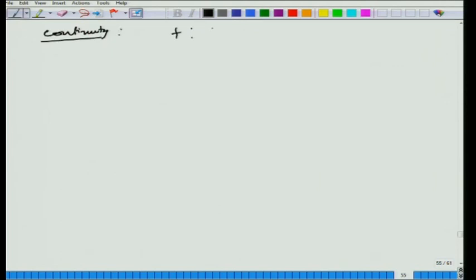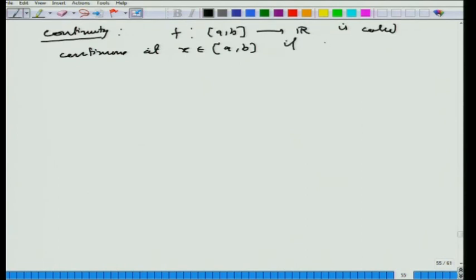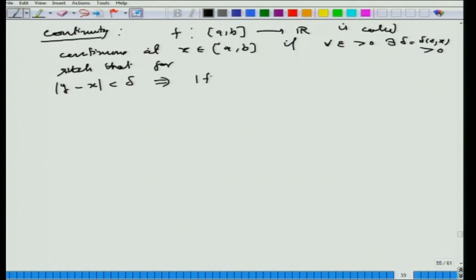So, f from a to b into R is called continuous at x belonging to (a, b) if for every epsilon greater than 0 there exists a delta, which is a function of epsilon as well as x, and this is also positive, such that for y, |y minus x| less than this delta implies |f(y) minus f(x)| is less than epsilon.